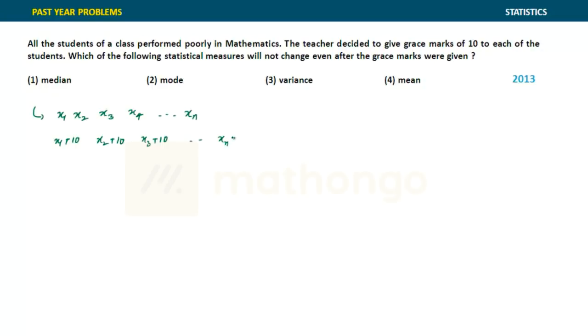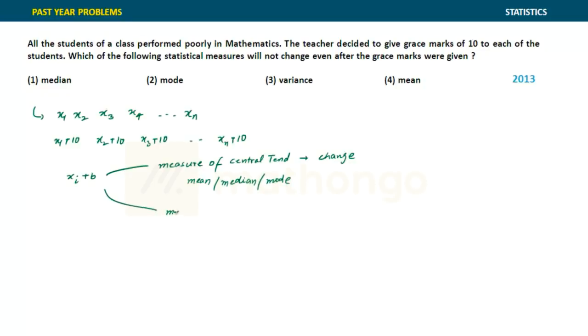And it is being asked what will not change. So if it is known that something like xi plus b has been done, we know that measures of central tendency will change, right? They change, we know this. So what do we mean by measures of central tendency? That mean, median and mode will change, that's for sure, but measures of dispersion will not change, right?